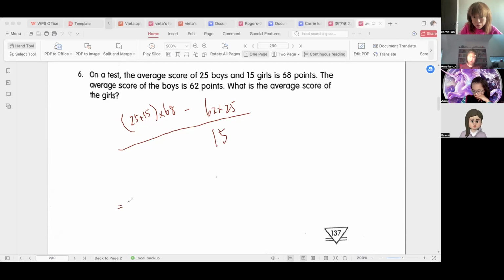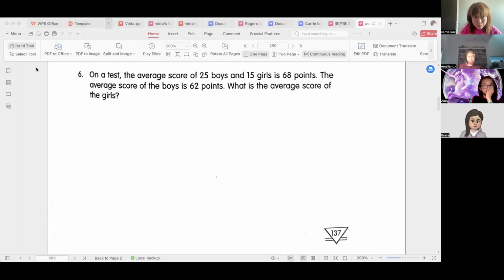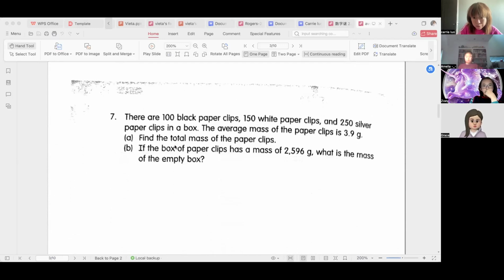So the calculation, I need to talk to you about something, okay? The number is pretty big. So 40 times 68 minus 62 times 25, over 15, right? But can we simplify a little bit? We can divide by 5 for both the top side and bottom side. So this one equals 8 times 68 minus 62 times 5. Okay, so we can just make the number smaller, to make the number better. Okay, so let's take a look at number 7.